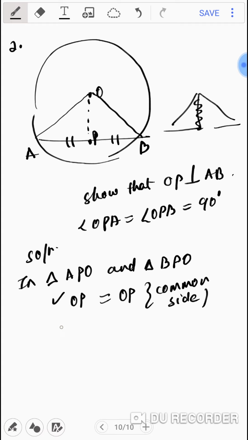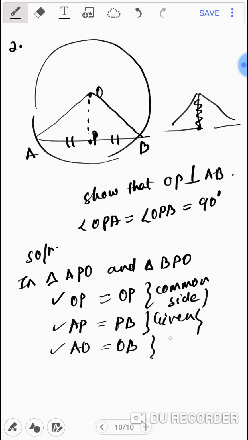Okay. Then you have AP is equal to PB. Why? This is given in your problem. Yes. Then you have AO is equal to OB. Why? Because radius of same circle.